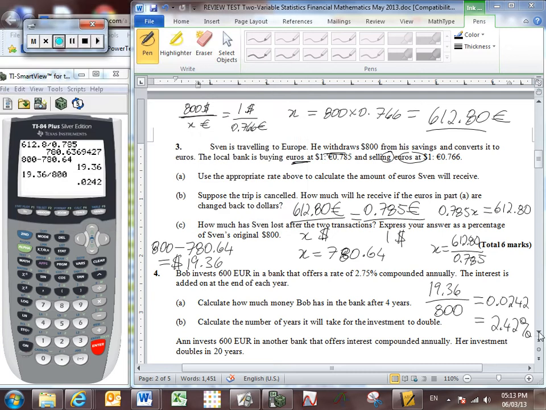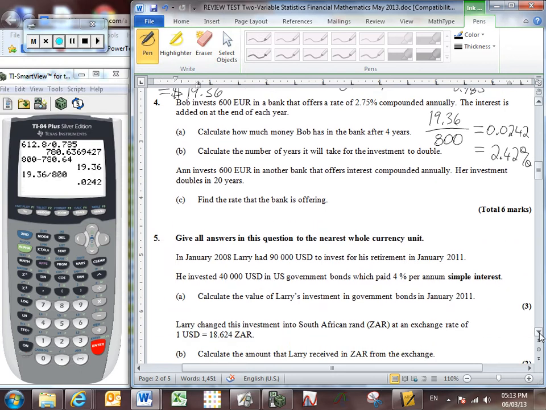Okay, we're moving on to number 4 now. Bob invests 600 euros in a bank that offers a rate of 2.75% compounded annually. Obviously the word compound is a huge clue as to our method, and so we've got a choice of methods.